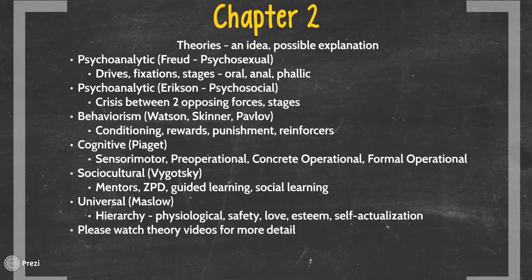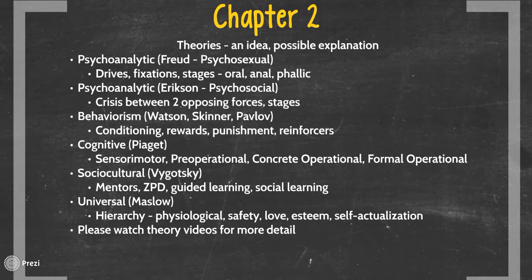Then we've got behaviorism. Behaviorism is very much environmental. This is Watson, Skinner, and Pavlov. They thought that development was based purely on the environment, and you could train somebody to be any way you wanted them to be, that their genes did not matter, that they were a blank slate, basically, and you could mold them however you wanted them to be. So it's all about the conditioning and the rewards and punishments and things like that.